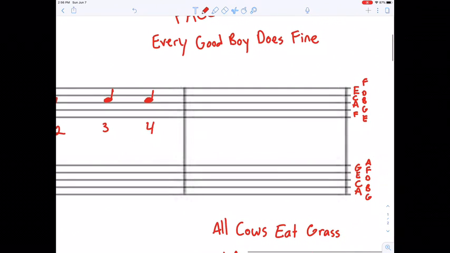And finally, we have our whole rests, which are put under the line. They look like half rests, but they're under the line. They're not like hats like the half rests are. And these are full 4 beats of rest.